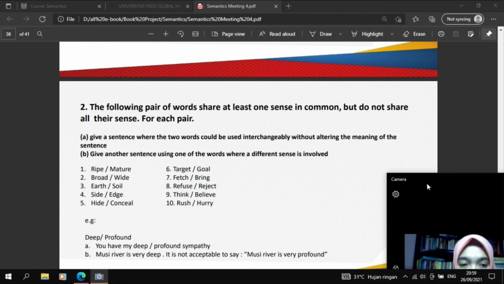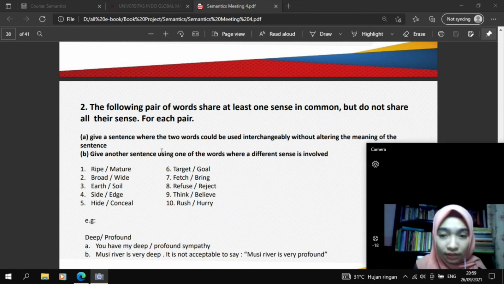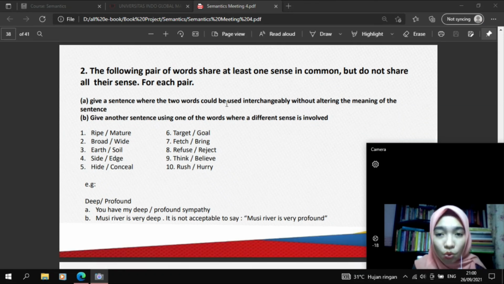Okay, question number two. The following pairs of words share at least one sense in common, but do not share all the senses. For each pair, you have to do two things. Give a sentence where the two words could be used interchangeably without altering the meaning of the sentence, and give another sentence using one of the words where a different sense is involved. There are 10 questions for number 2. I will give you an example.